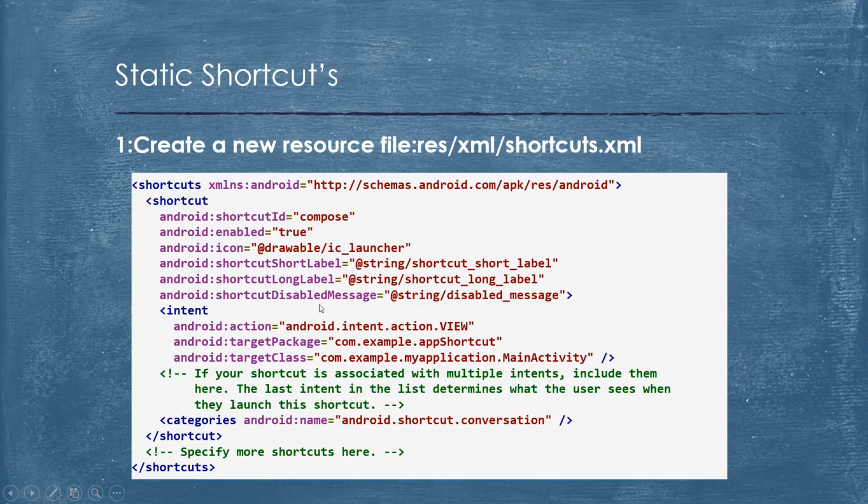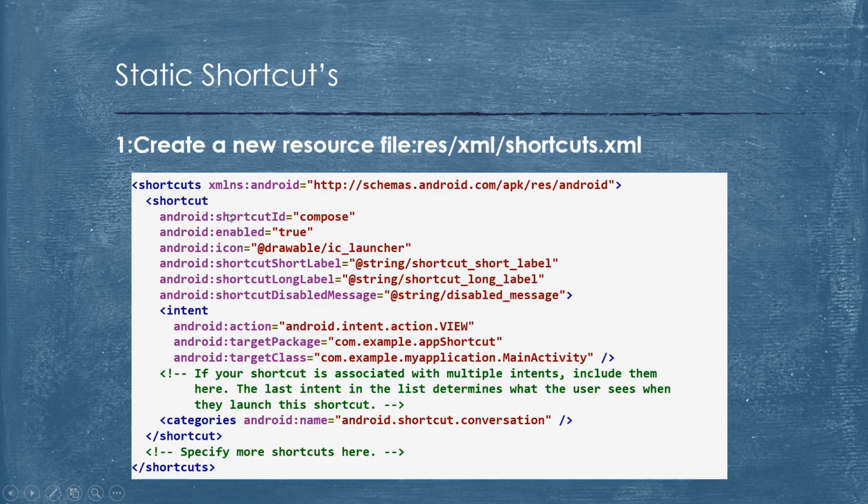And this is the disabled message. So whenever you put the enabled into false mode, then this shortcut disabled message will be displayed here. If this is true, then this is optional, and the short or long label, any one of these will be displayed. But if this is false, then only your disabled message will be displayed. Whatever message you have written here with the reference of @string, this will be displayed.